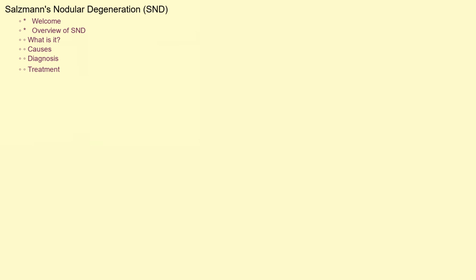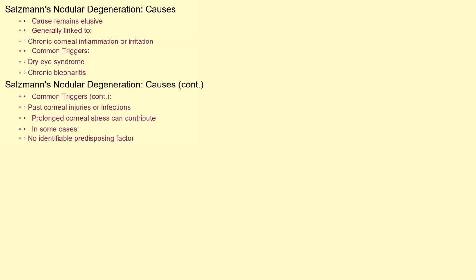Hello, and welcome. Today, we're diving into a fascinating, yet often misunderstood, eye condition called Salzmann's nodular degeneration, or S&D for short. We'll explore what it is, what causes it, how it's diagnosed, and what treatment options are available. So, let's get started on unraveling this corneal mystery.